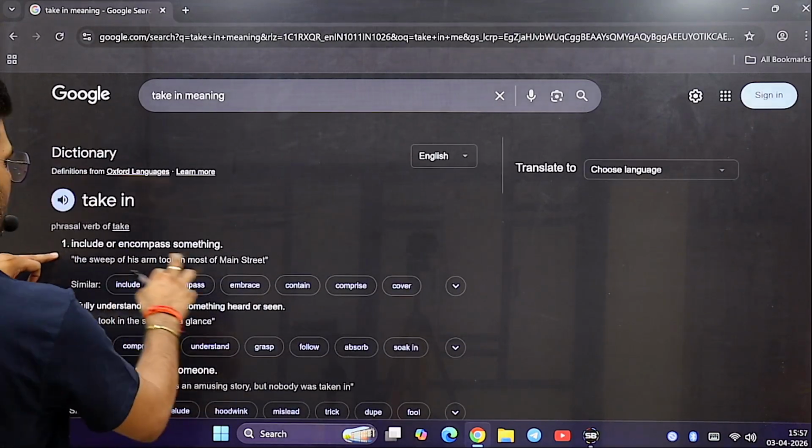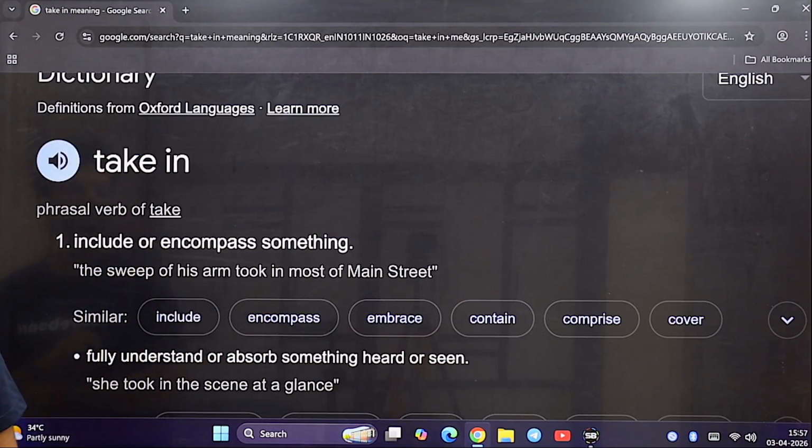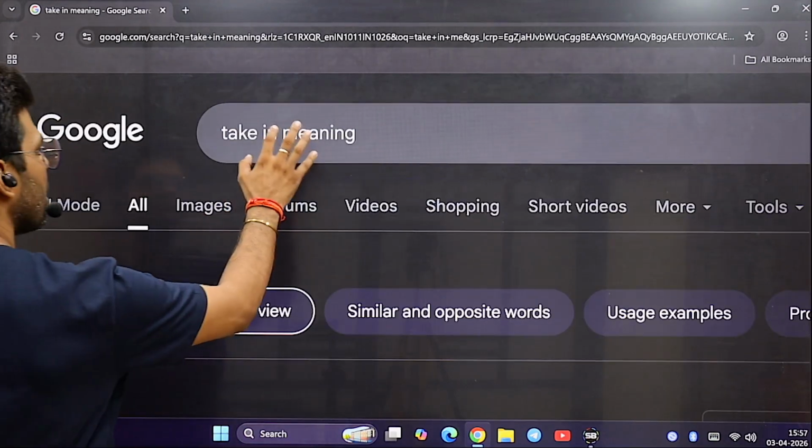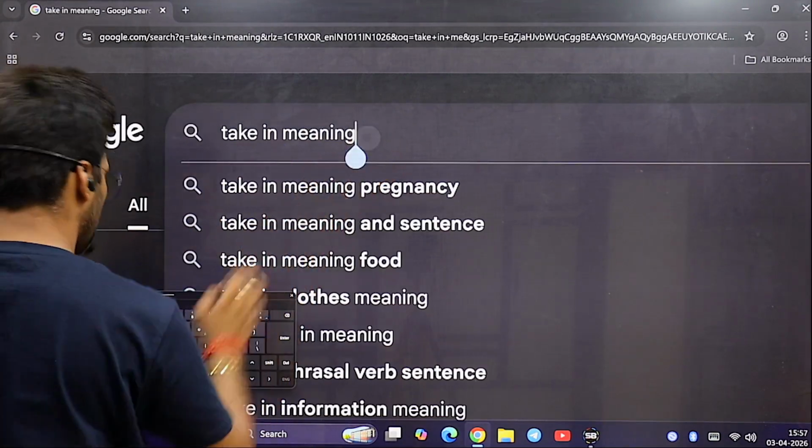Fine, we can consider this one. Include or encompass something, something that we eat. One phrasal verb has many meanings. Let me check in here. Take in meaning consume.